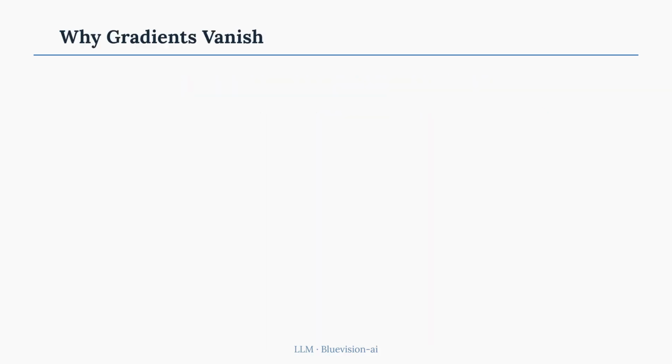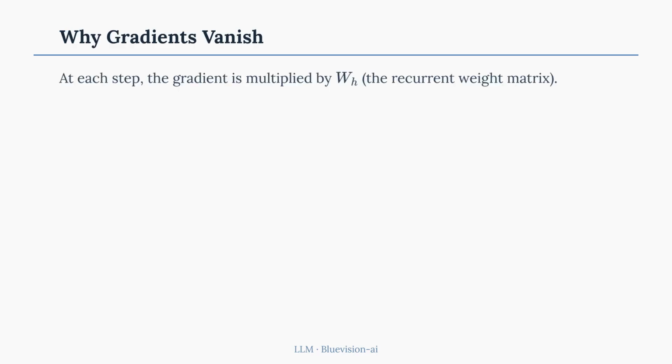Why does this happen? Let's understand the mathematics. It's actually quite simple. At each step, the gradient is multiplied by W_H, the recurrent weight matrix. That's not an approximation. That's exactly how the chain rule works in BPTT. If the overall scale of W_H, loosely its size, is less than 1, and with standard initialization it usually is, then each multiplication shrinks the gradient. 5 multiplications, down to 0.5 to the 5th power, about 3%, matching the chart you just saw.